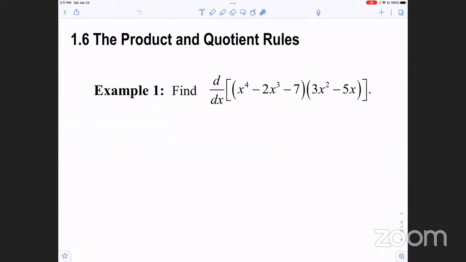Anyway, for example, we're asked to differentiate this. This is a direct application of the product rule.